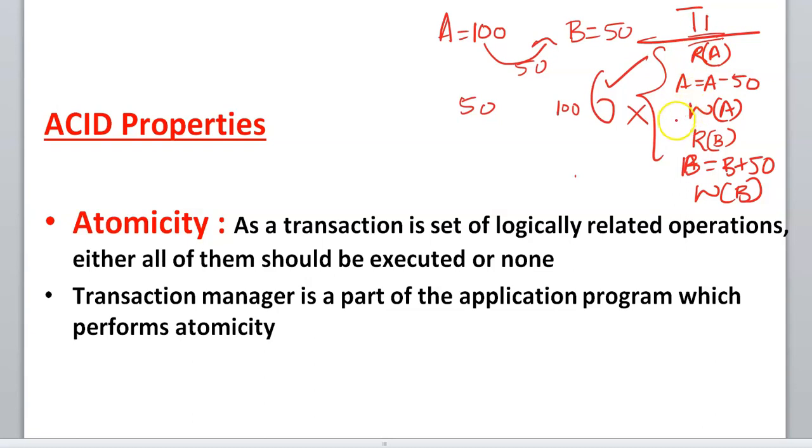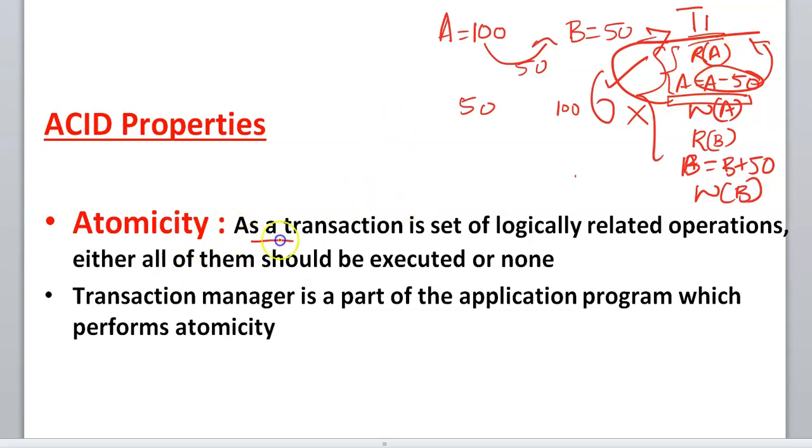But now consider that out of these 6 operations, only 2 operations are performed, and after this a failure has occurred. At this point, either all the operations have to be performed or none have to be performed. It can't be halfway. So since failure has occurred after 2 operations, we have to roll back to our initial state and restart from the beginning, which means the 50 rupees which have been deducted should be undone and put back to A's account. And we have to restart the transaction from the very beginning. So that is atomicity.